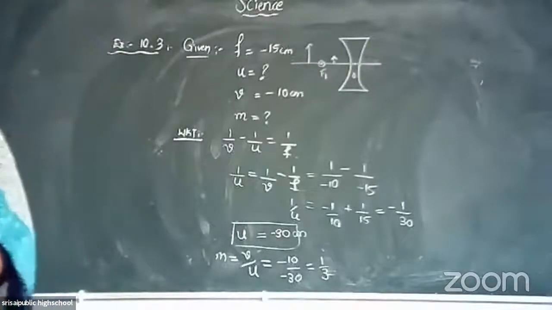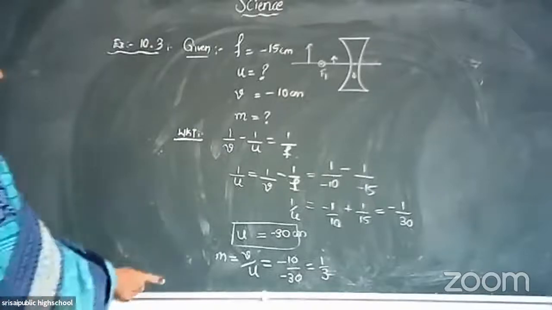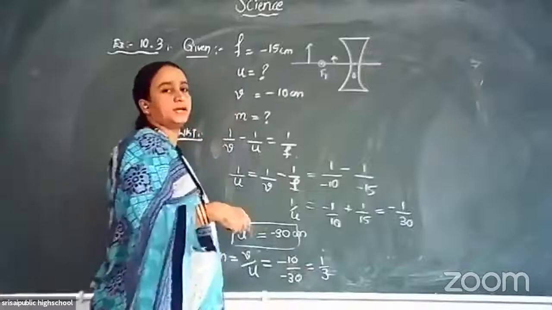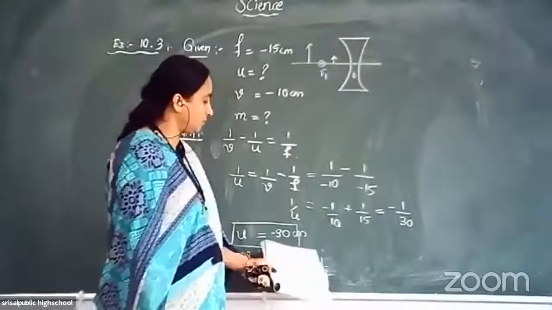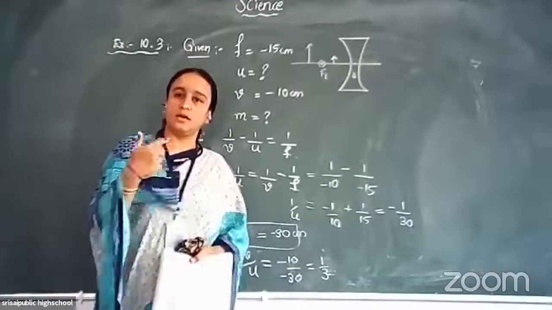What about the size then? The image is 1/3 of that of the object. The image is 1/3 of that of the size of the object. How is the image? The image is 1/3 of that of the size of the object.